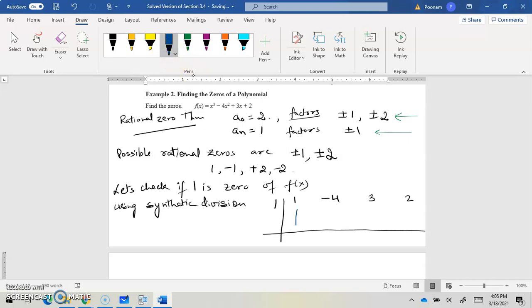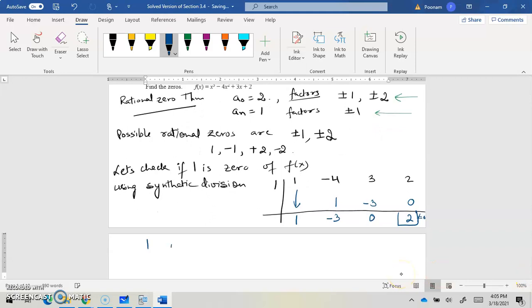So let's go. 1 goes down. 1 times 1 is 1 here. Add the columns: negative 3. Multiply negative 3 by 1, negative 3 here. Add 2, that gives negative 1, this number is not equal to 0. So 1 is not a zero of f of x.